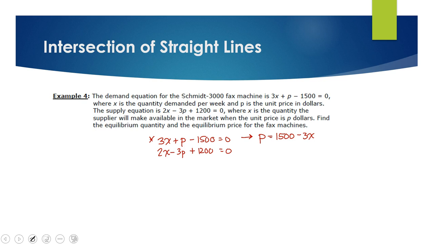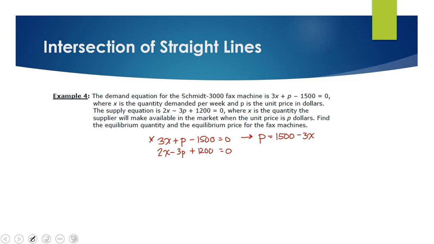Never substitute into the same equation you just manipulated. If I put 1500 minus 3x in for p right now, what I would end up getting is 0 equaling 0, which basically just says 0 equals 0. It means something else in other circumstances, but for this one, it's meaningless.